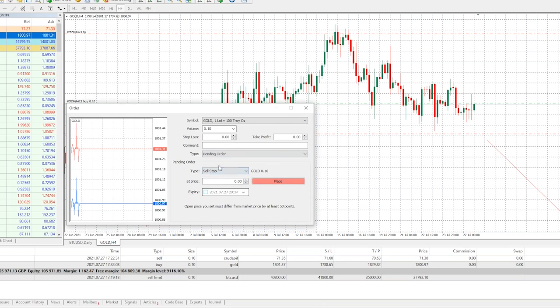Sell stop, pending order to sell if the price hits, say, 1788. And then my stop loss could be back up if it goes back above 1800, let's say 1805. So I'm risking what, $17 per ounce, and my take profit then could be down around 17.55. So going after about $33 per ounce profit, risking $17 per ounce, it's about a 2-to-1 ratio.